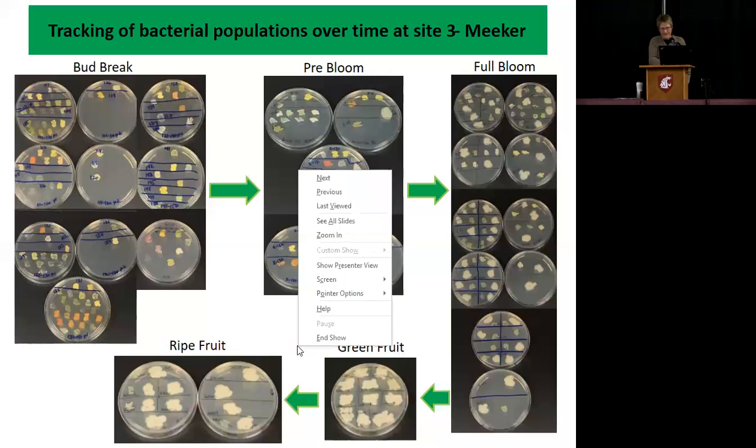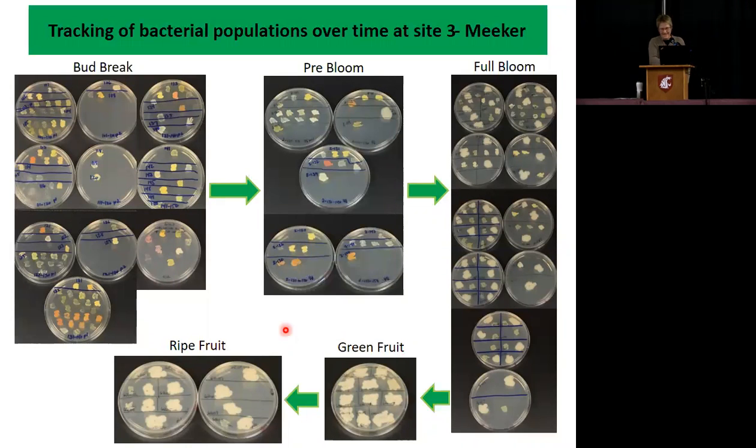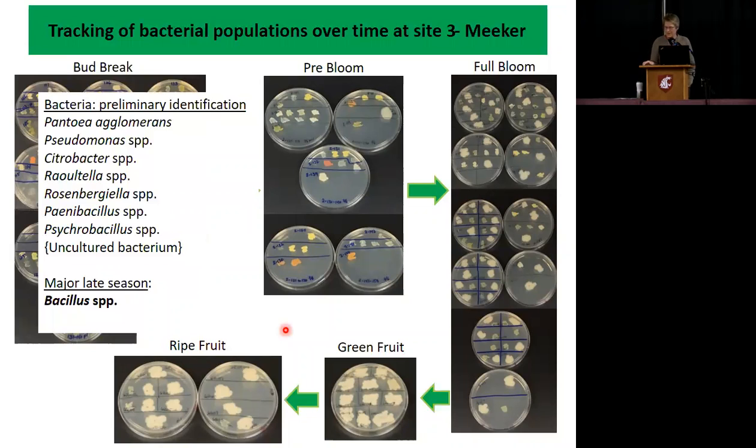And if it comes up, there we go. So preliminary identification, we find Pantoea agglomerans. It's one of the yellow bacteria. That was interesting to me because that's a genus used for biological control of fire blight. So there are known to be biocontrol agents in that family.